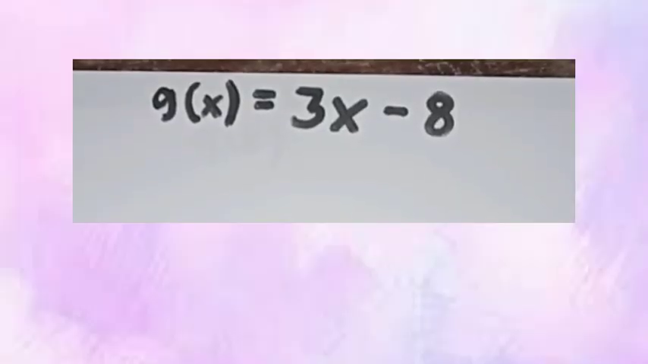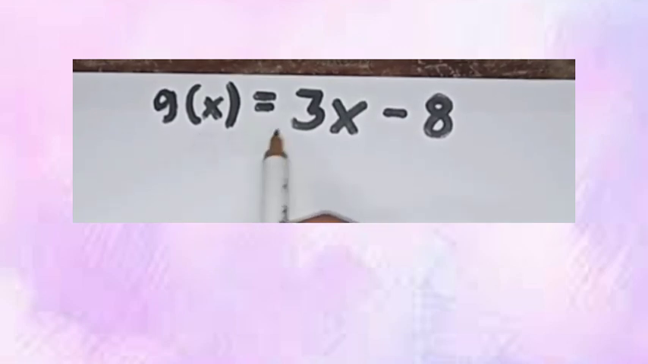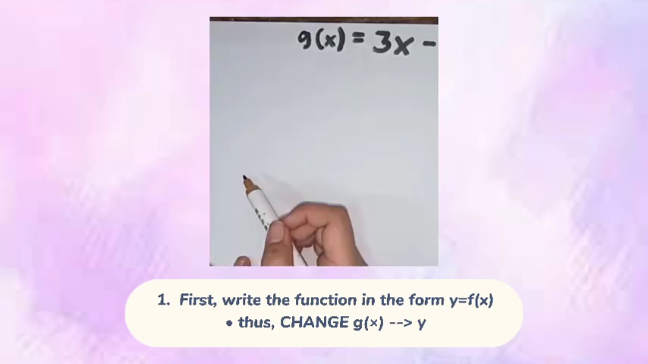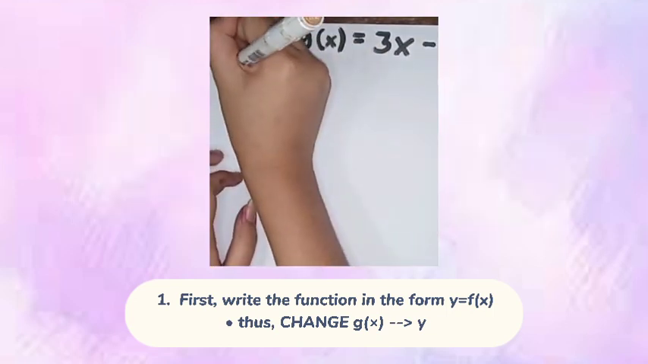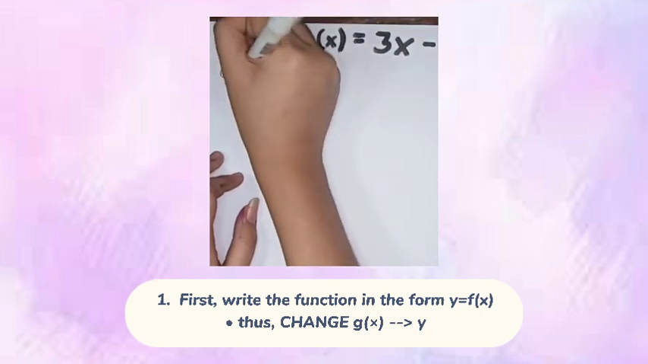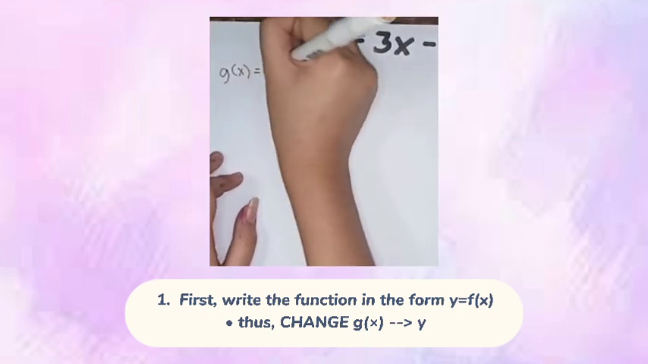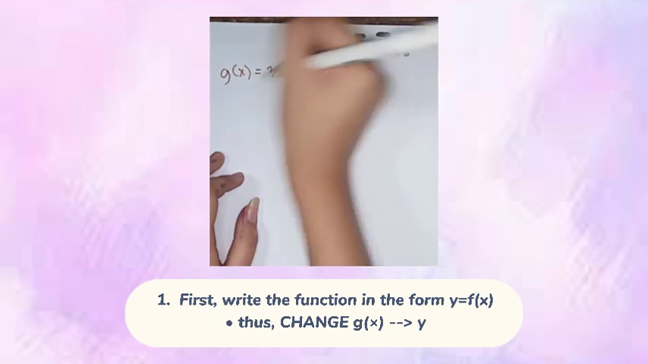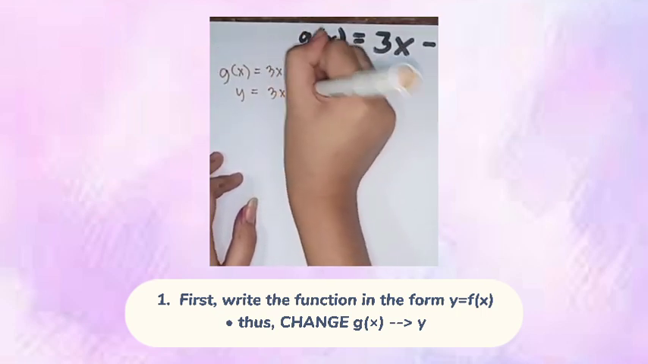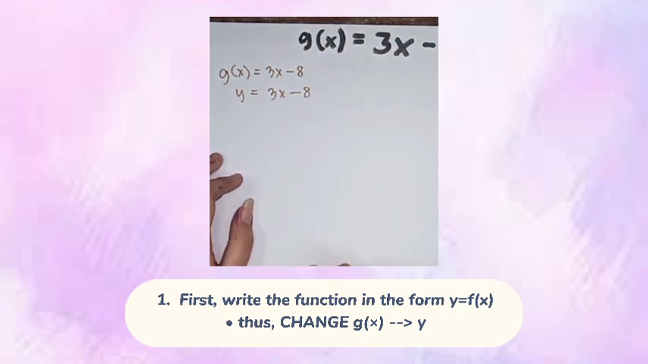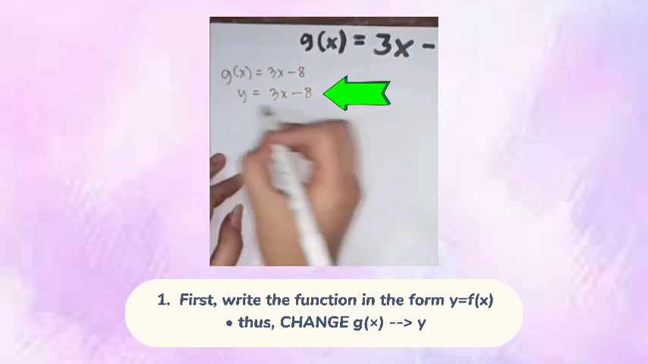For the third part of this video, I'm going to find the inverse of g of x is equal to 3x minus 8. So first, let us write the function in the form of y is equal to f of x. The first step, let us change g of x into y. So we have y is equal to 3x minus 8.